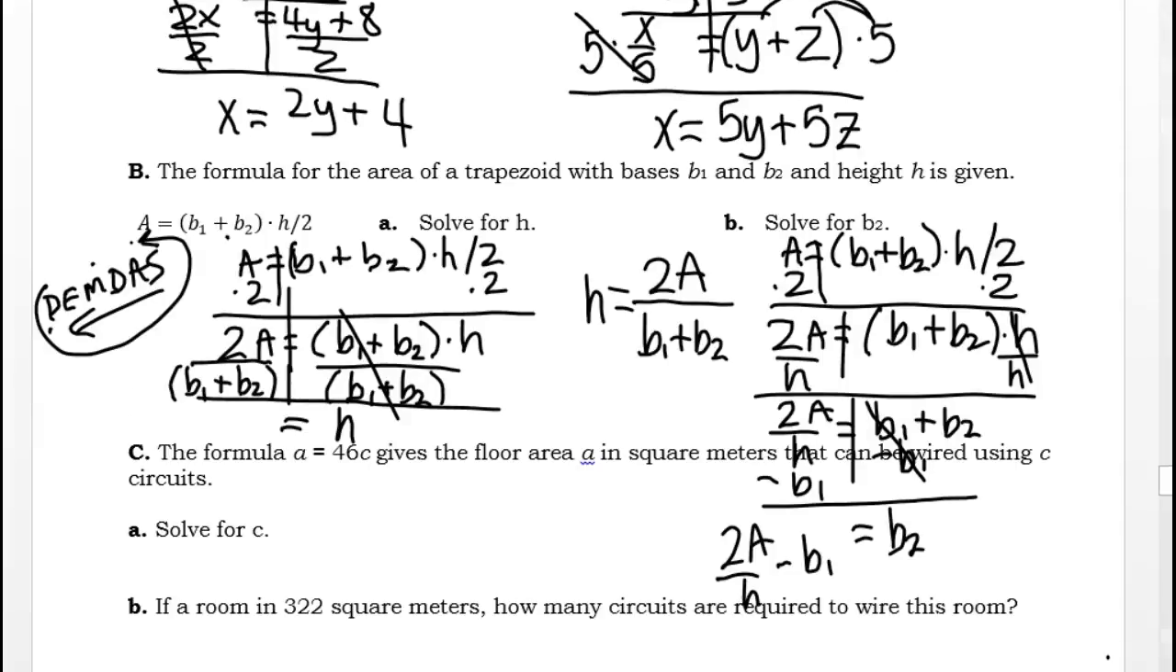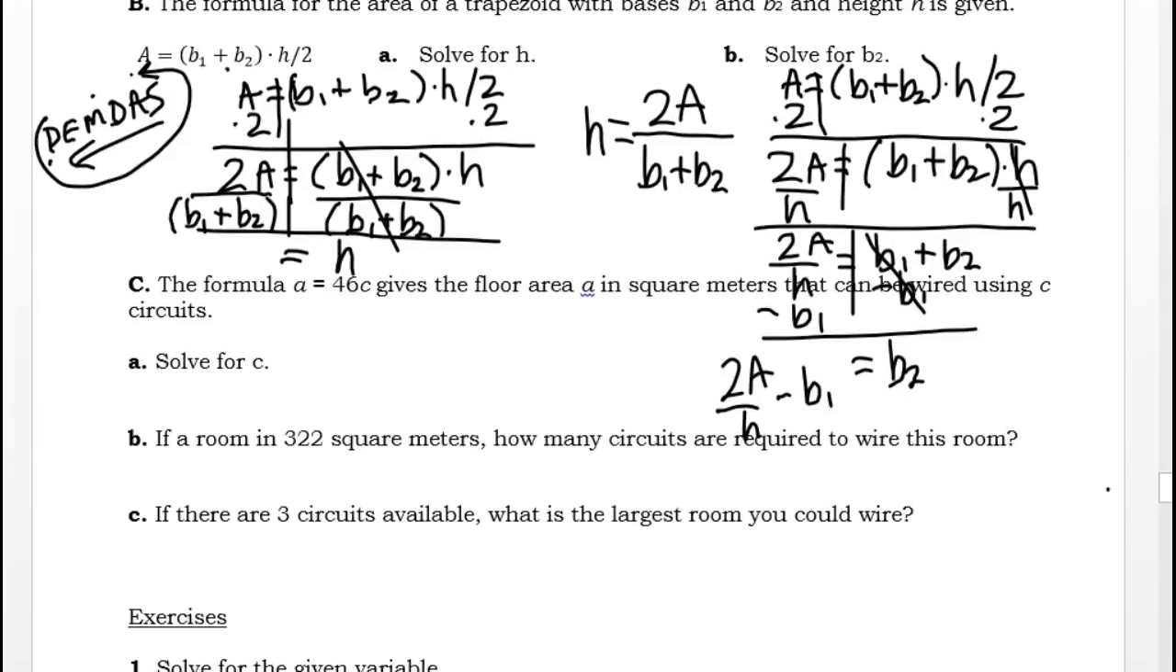Example C says, the formula A equals 46C gives the floor area A in square meters that can be wired using C circuits. Solve for C. So this is a simple one-step equation. I have A equals 46C, and my goal is to get C by itself. I'm going to divide both sides of the equation by 46. And then we get C equals A over 46.